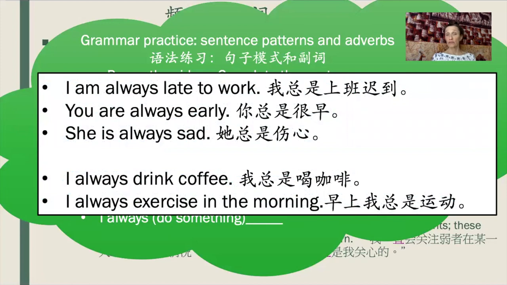I'm always late to work. 我总是上班迟到. Okay. You are always early. 你总是很早. She is always there. So I use 总是 in all of these. 她总是, I don't know how to say that, but you can read it. Okay. I always drink coffee. That's an example we've been given. And I always exercise in the morning. So 早上我总是运动. I don't know what your sentences were. If you had trouble with your sentences, you can send the question through WeChat to me or Warren.